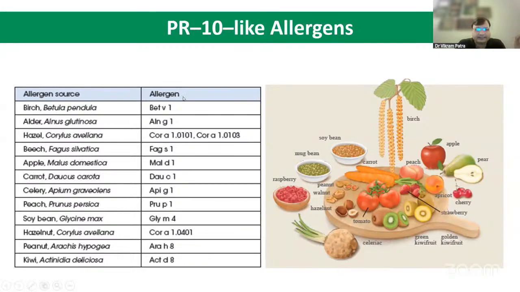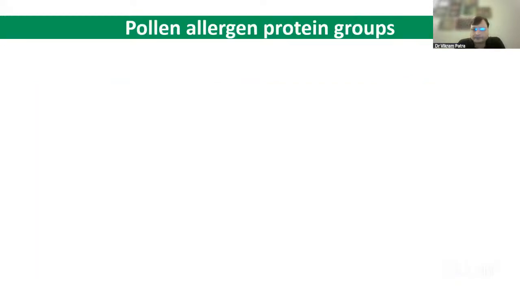The sensitizer is the birch pollen or the alder pollen or the hazelnut. But apple, carrot, celery, peach, soybean, hazelnut, peanut, kiwi. So if a patient comes to you with reaction to all these things, and even if your skin prick test is coming positive, this may be just a cross-reactive component with the birch pollen. Then you take out from the history whether the patient belongs to the Himalayan belt or has stayed there.